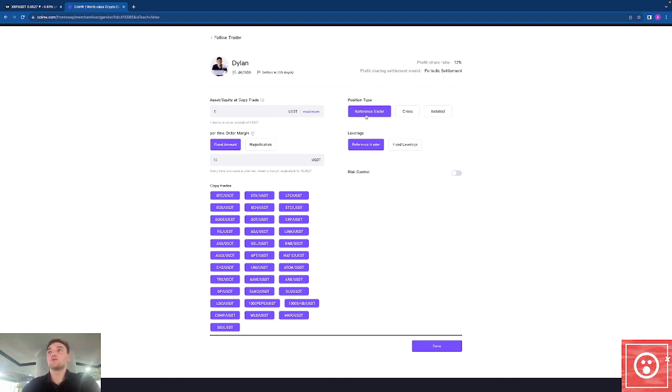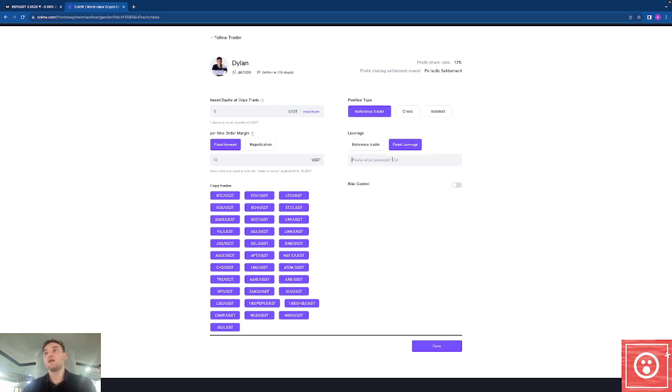Position types, you want to just keep it on a reference trader. Or you can have isolated or cross depending on what you want. Okay, so I would leave it a reference trader, especially if you don't know what you're doing. Make sure that it's on reference, which basically just means whatever I do, it will do on your behalf.